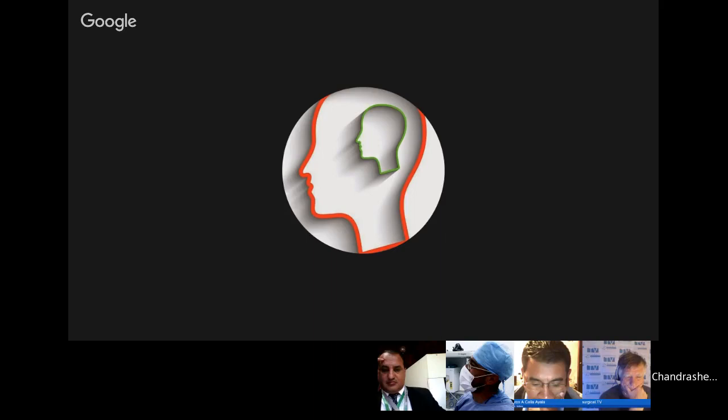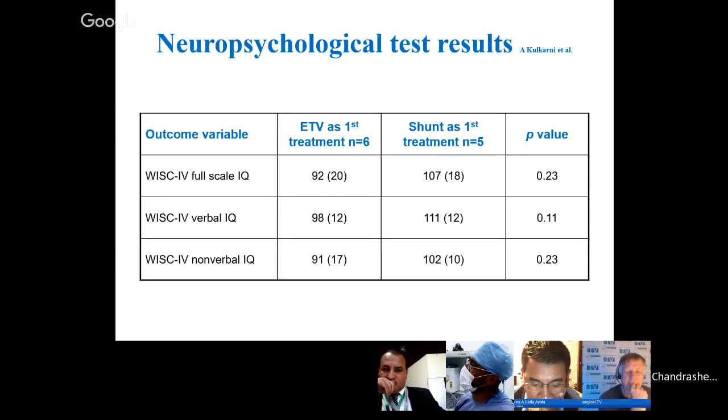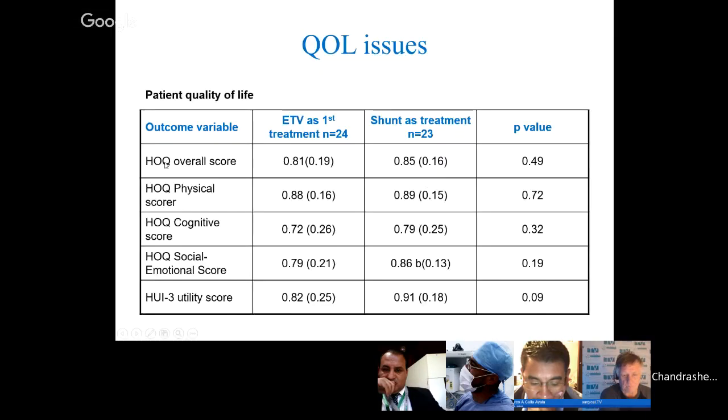Neuropsychological outcomes, I think, have been mainly related to the cerebral cortex and the primary pathology, rather than there being any difference between ETV and shunt. Neuropsychological test results, again a similar thing. Patients with shunt and patients with ETV have performed almost equally well in the Canadian study, and same for overall quality of life issues, which again has been written up by the Canadians.